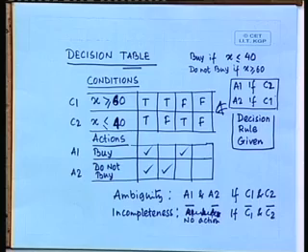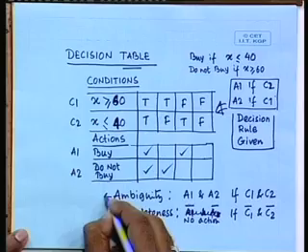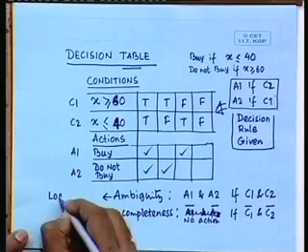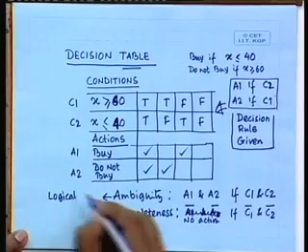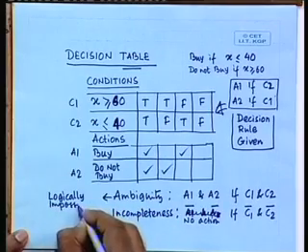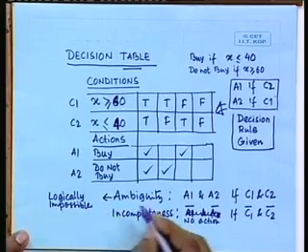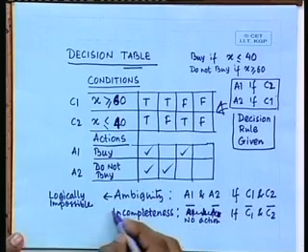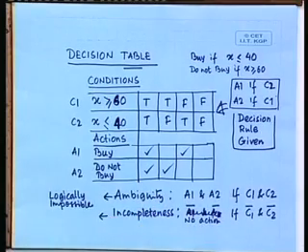Now try to understand this ambiguity. Tell me, is it a real ambiguity or a logically impossible ambiguity? It is a logically impossible ambiguity because it cannot happen. You cannot have both true. So, this decision table has an ambiguity and this ambiguity is logically impossible. It also has an incompleteness. Now, tell me, is this incompleteness real or logically impossible?